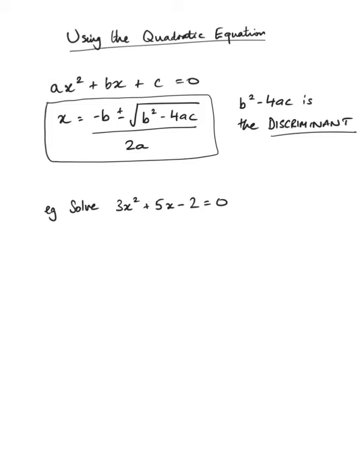Now this is the quadratic equation here. When ax squared plus bx plus c equals 0, we know that x is equal to minus b plus or minus the square root of b squared minus 4ac all over 2a. Now b squared minus 4ac is the discriminant.